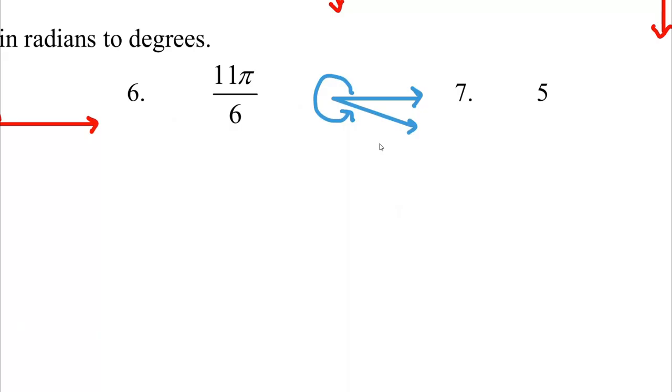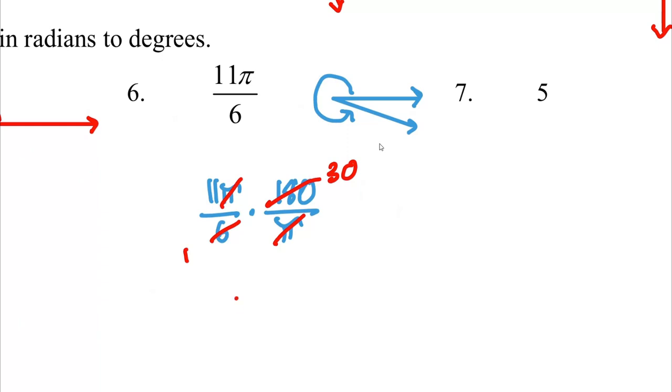So we have 11 pi over 6. And again, we are multiplying by 180 over pi. So, nice thing, pi's cancel. And 180 and 6 are both divisible by what? 6. So 180 is going to go to 30, and 6 will go to 1. So what is this going to be? 11 times 30. 330.